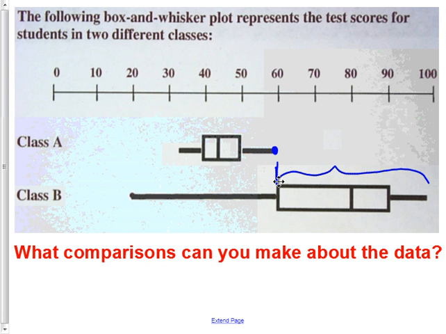Hopefully looking at this has given you an idea of how to make a box and whisker plot, what the parts of it are, and kind of what the purpose is in terms of seeing how the data is distributed. And hopefully as you look at these, you would be able to see how the data is distributed by looking at a box and whisker plot.